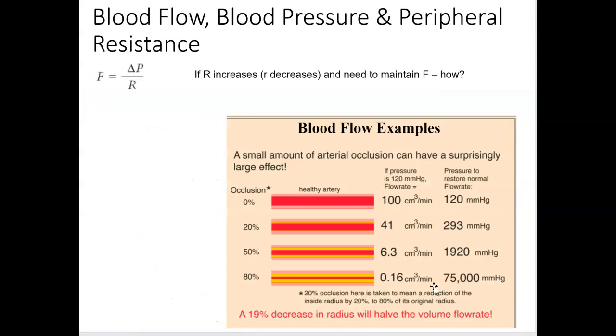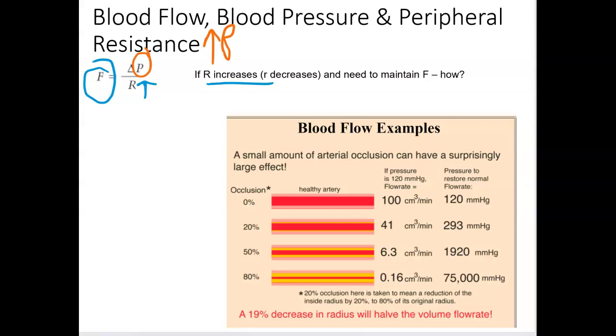So now let's just look at the whole body, TPR. Now let's say that something has increased my resistance. So I didn't purposely constrict. Maybe I have atherosclerosis. Well, now I need to maintain flow, right? I need to maintain my 5 liters leaving my heart. So if my resistance goes up and I need to maintain flow, the only thing I can change here is my pressure. And the only way I can do that is if I increase pressure.